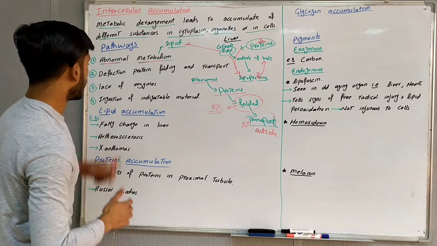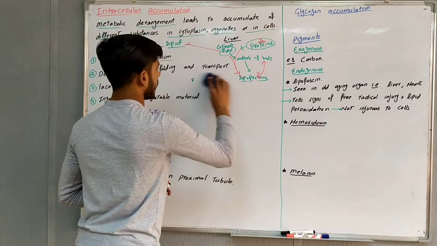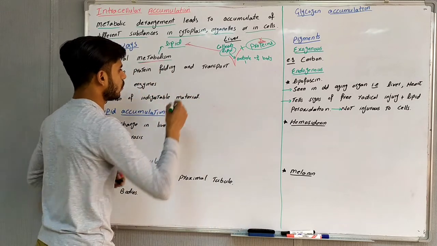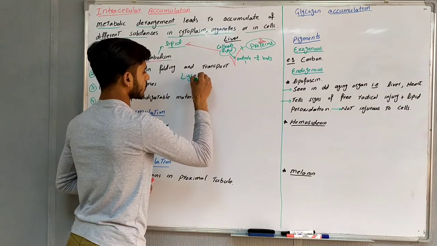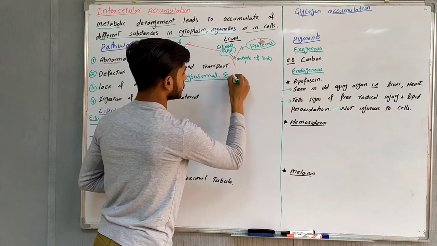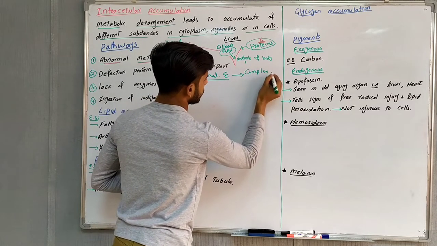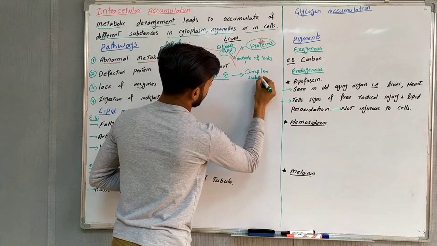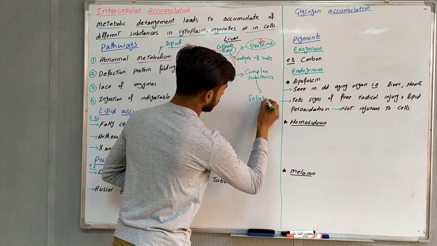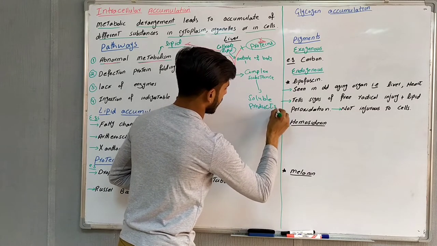The third point is about lack of enzymes. What is this lack of enzymes? You know that in our body there are lysosomal enzymes. What is the function of lysosomal enzymes? Lysosomal enzymes act on complex substances which are insoluble and change them into soluble products, which are easily soluble and do not accumulate.